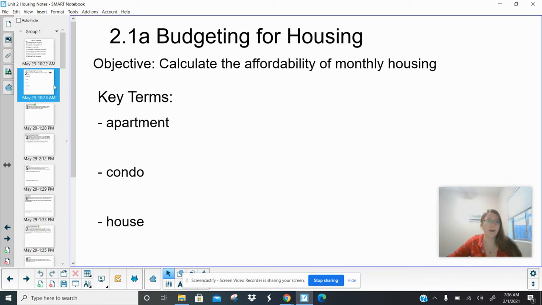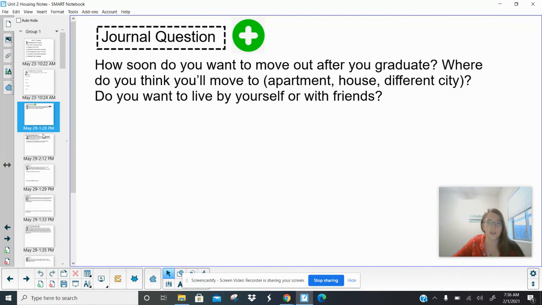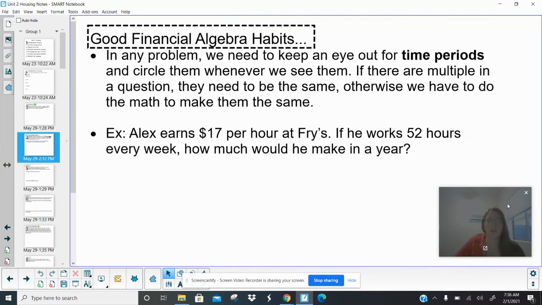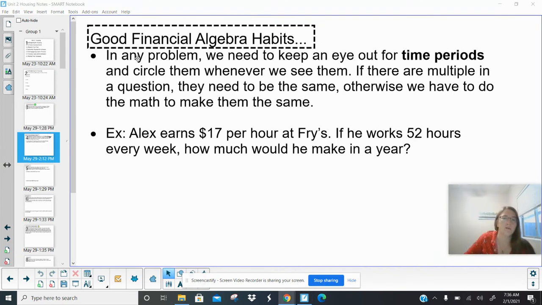Okay, this is 2.1a, the start of our Unit 2 for housing. So we already obviously filled out the key terms and answered this journal question about our futures. Here, though, we're just going to make a note as well before we get going.